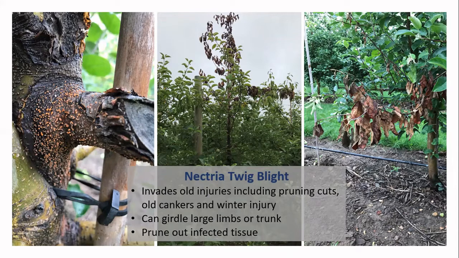It can look very similar to fire blight in terms of its limb dieback and the appearance on the shoots. However, what does set this apart is the appearance of these bright orange spore cushions that often come out during times of humid or wet weather, when the pathogen is actively sporulating. So presence of these cushions indicates presence of Nectria twig blight.